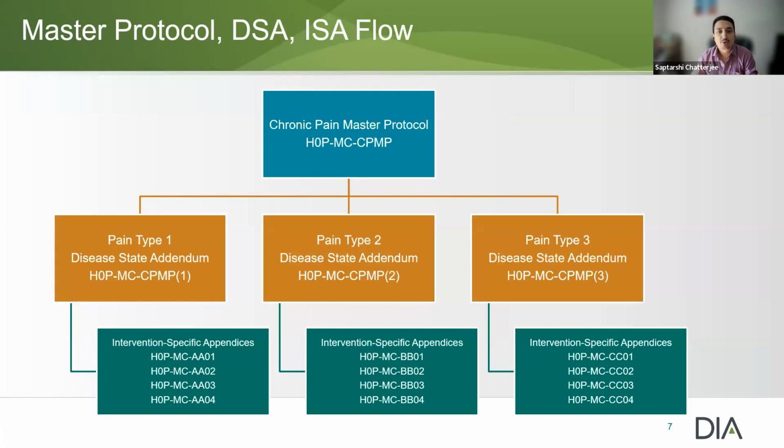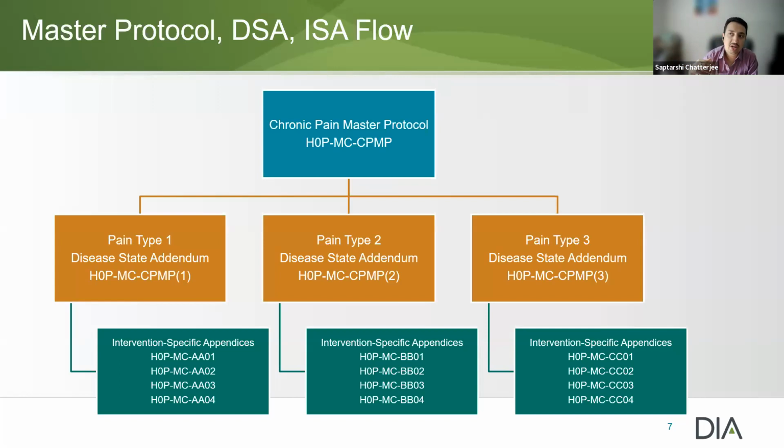And looking at the flow, this is what I was mentioning about the modular fashion. On top, we have this chronic pain master protocol, which has the common elements there. Under that, we have three pain types. For each pain type, we have a disease state addendum. And within each disease state addendum, we have these ISAs, or intervention-specific appendices.